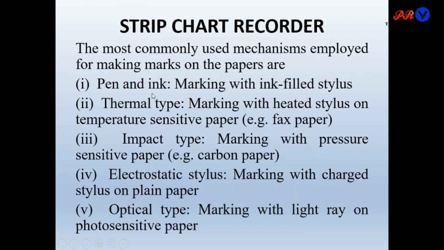The most commonly used mechanism for making marks on the paper is pen and ink, with an ink-filled stylus. Thermotype: here the marking is done with a heated stylus on a temperature sensitive paper, for example fax paper. Impact type, meaning pressure type: marking on pressure sensitive papers, such as carbon paper. Electrostatic stylus: marking with a charged stylus on plain paper. Optical type: marking with a light ray on photosensitive paper.